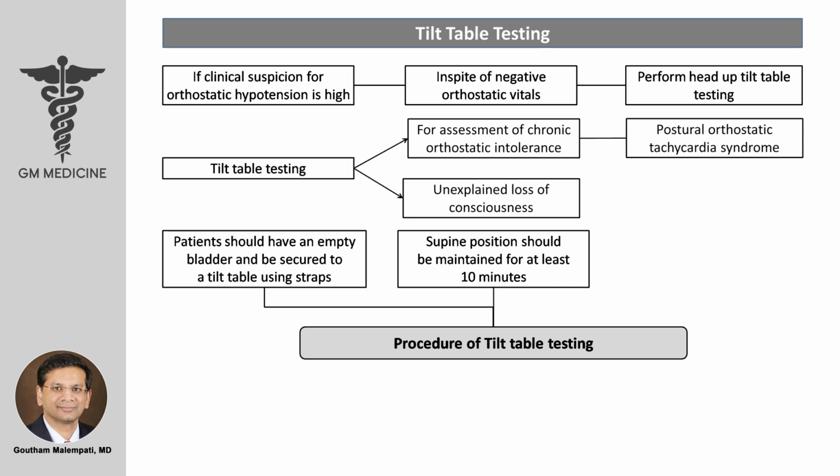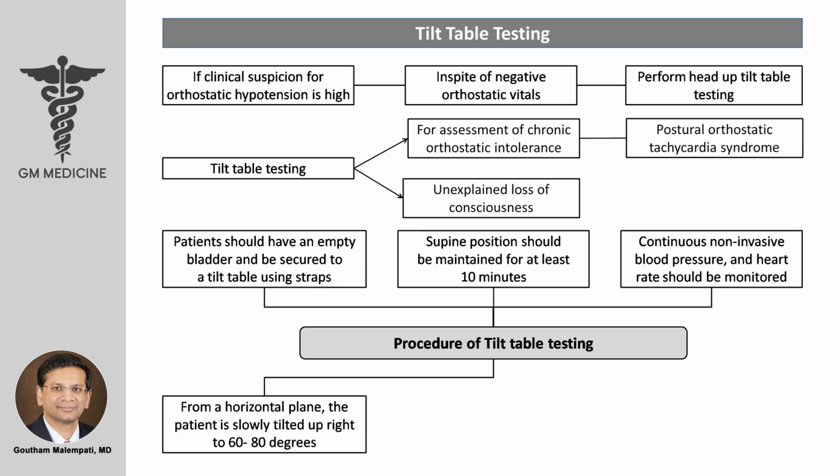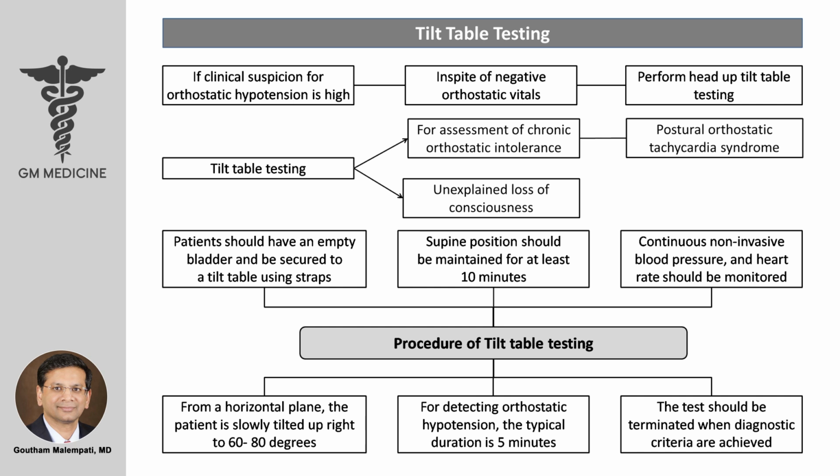Supine position should be maintained for at least 10 minutes. Continuous non-invasive blood pressure and heart rate should be monitored. From a horizontal plane, the patient is slowly tilted upright towards 60 to 80 degrees. For detecting orthostatic hypotension, the typical duration is 5 minutes. The test should be terminated when diagnostic criteria are achieved.